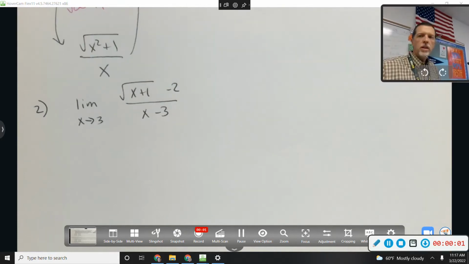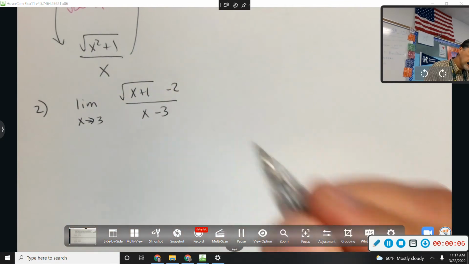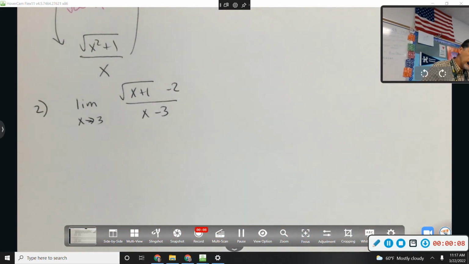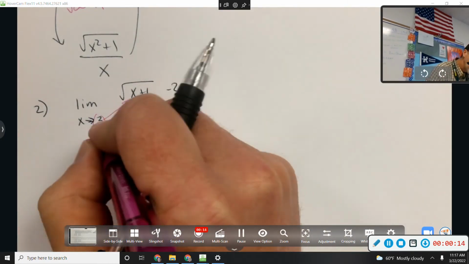So looking at number 2 on L'Hopital's, and let's do the algebra way. Do you remember what to do? The algebra way? Well, hold on. First things first. We plug in 3.